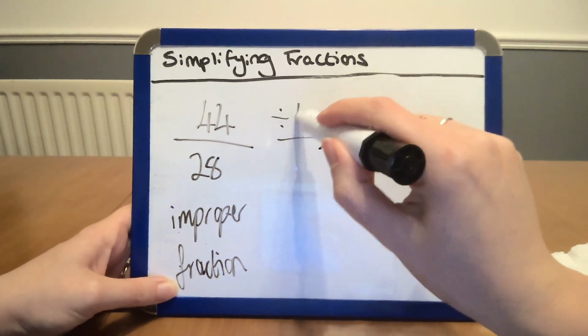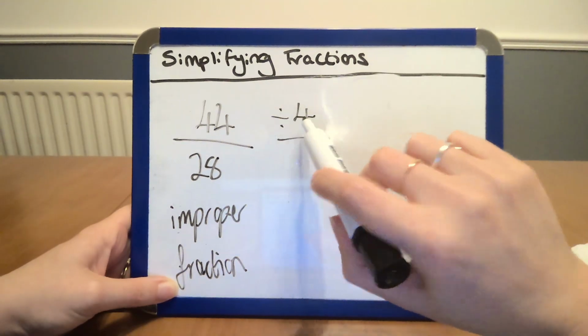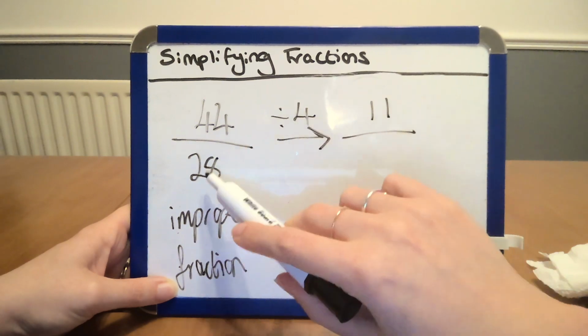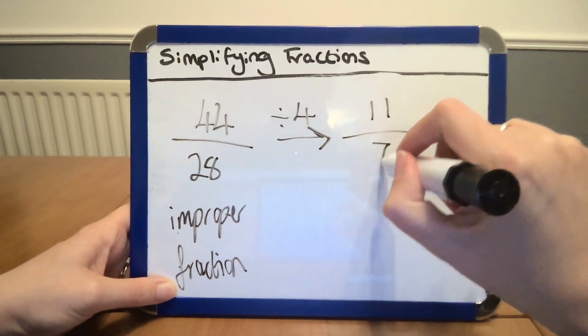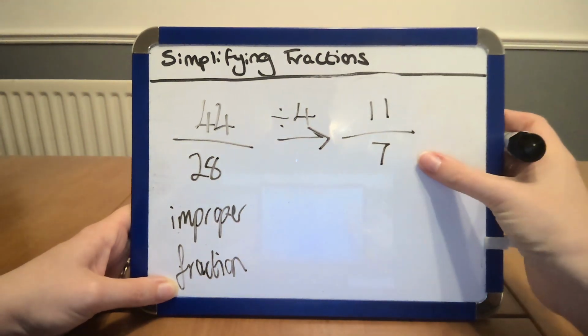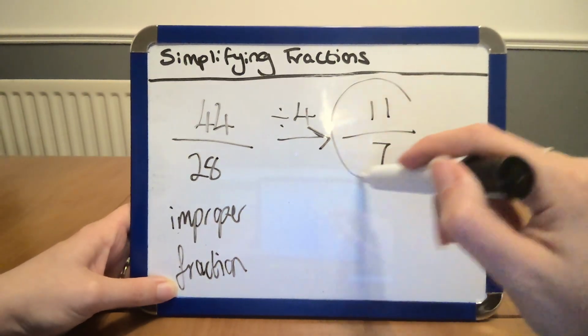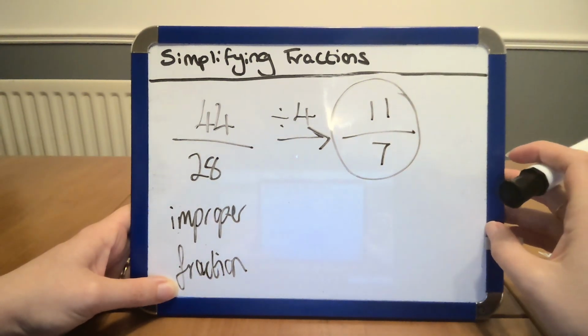So I'm going to divide them both by 4. 44 divided by 4 is 11. And then whatever I have to do to the top, I do to the bottom. So 28 divided by 4 is 7. And I end up with 11 over 7, which is still an improper fraction. But that is the fraction in its simplest form.